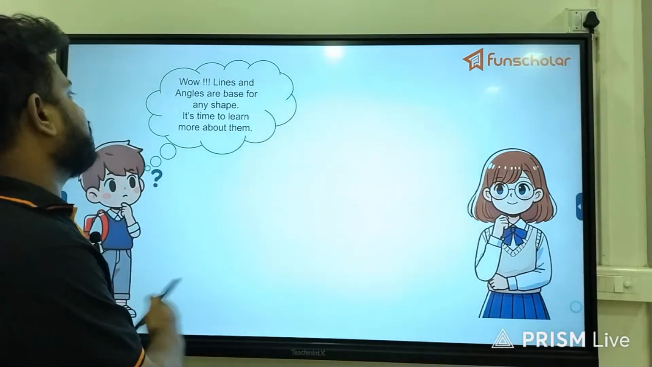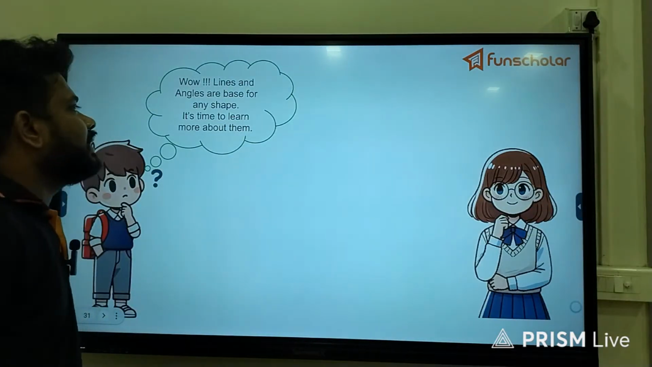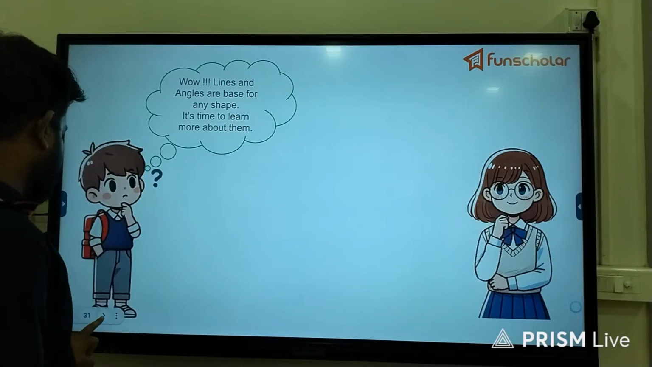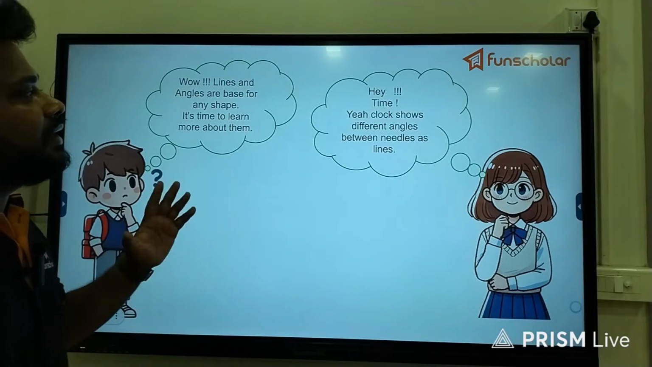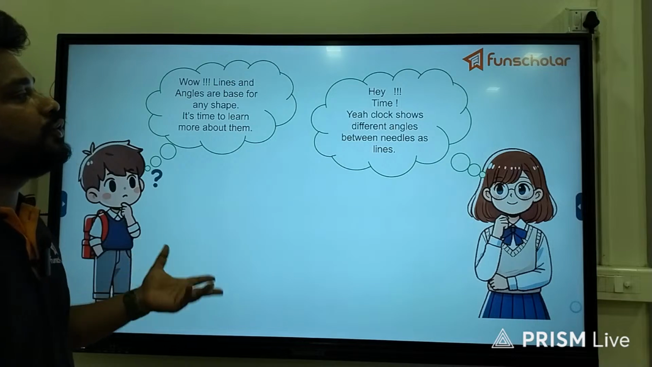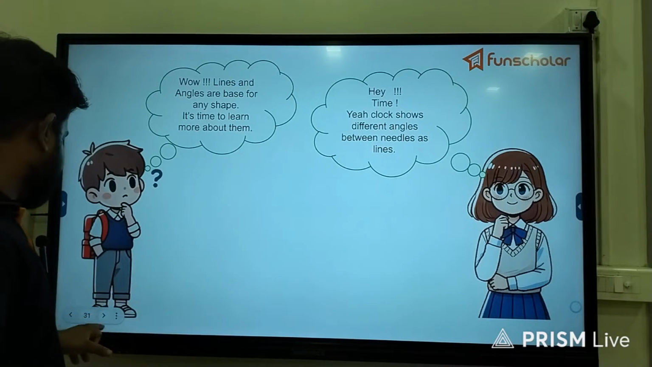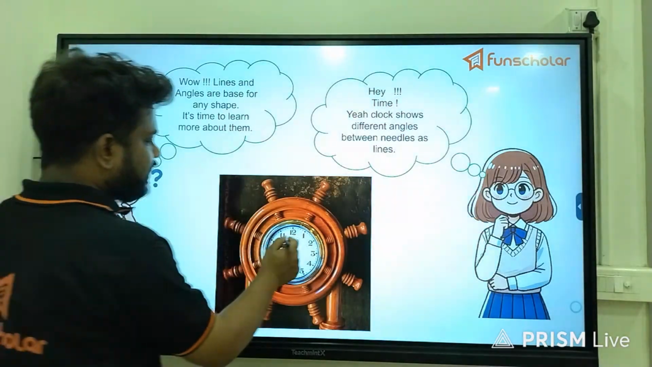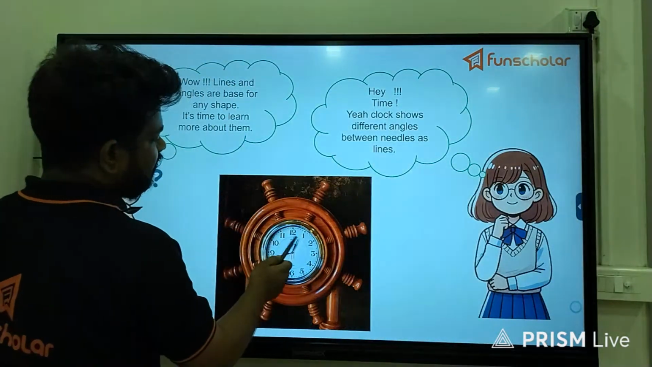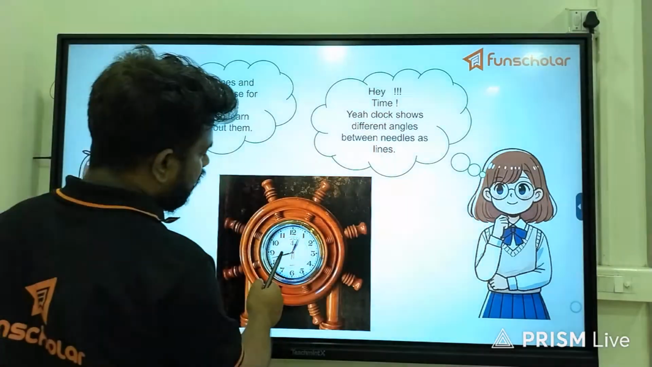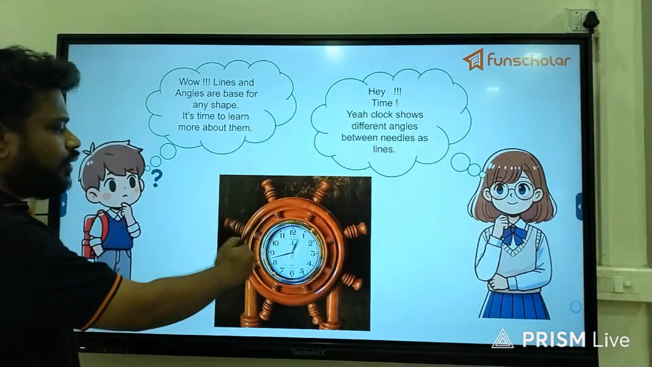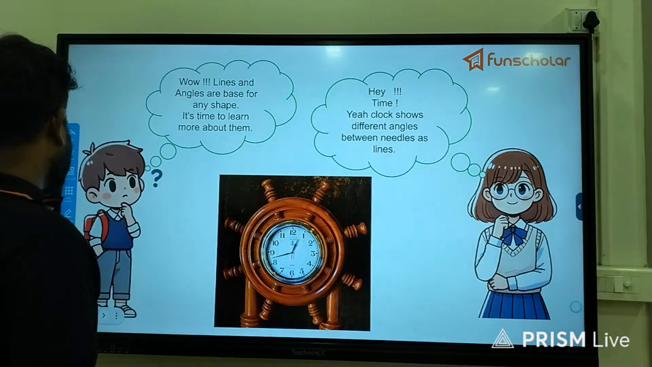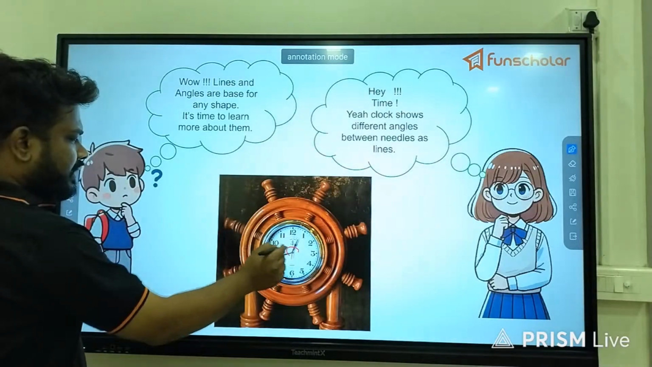So again, lines and angles are the base for any shape. It's time to learn more about them. A clock shows different angles between the needles as lines, just like we have already discussed. The current time is maybe 12:45, or maybe 12:43. So they are also making an angle here.